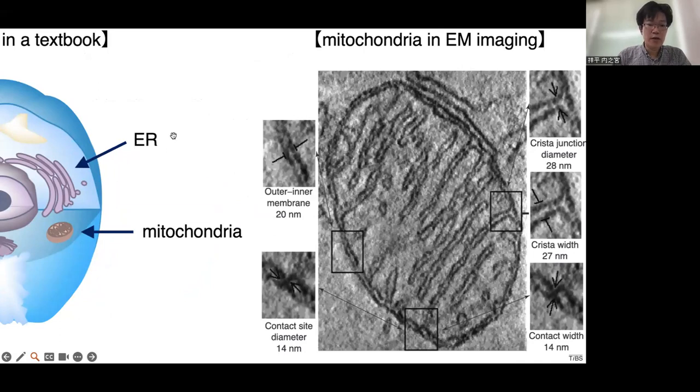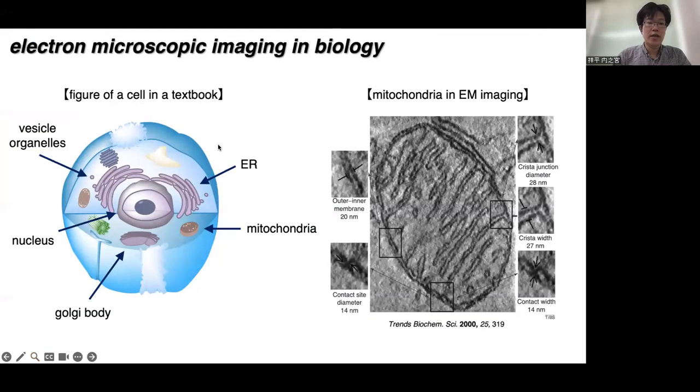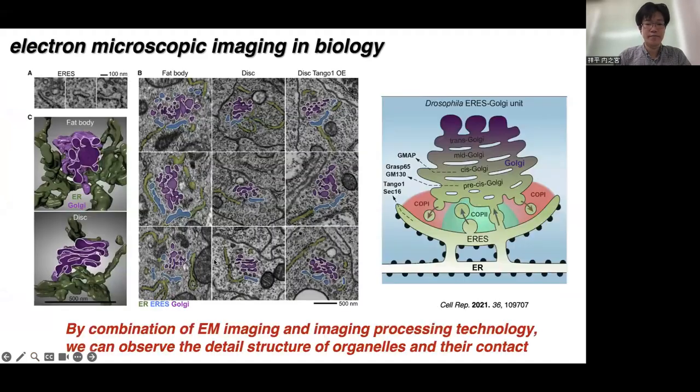You can also see the distance of outer and inner membranes. So like this, electron microscopic imaging provides a detailed structure of single cells. So recently, the combination of electron microscopic imaging and image processing technology can provide the detailed structure of organelles and their contact. Okay, so for example, this report provides the information of organelle contact between ER and Golgi body.